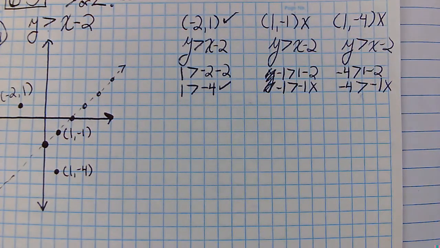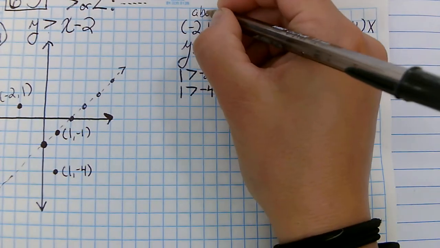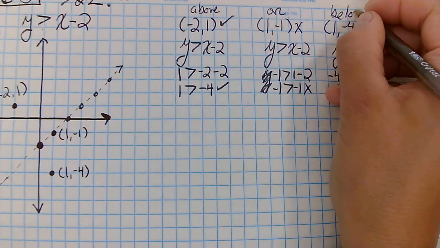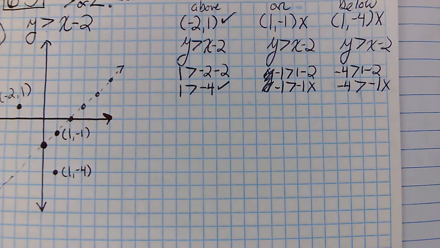Okay, so I have plugged in those 3 points. This is the point above the line. This is the point that was on the line, and this is one that was below the line. You can see that the only solution that worked was the one that was above the line. It was the only one that made it true.